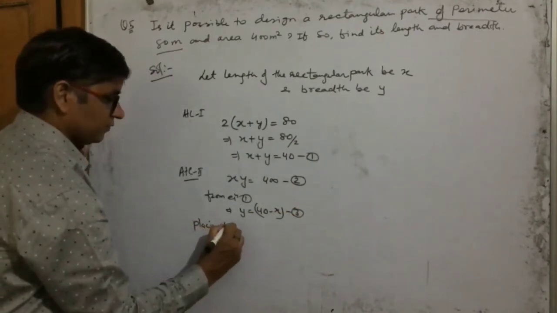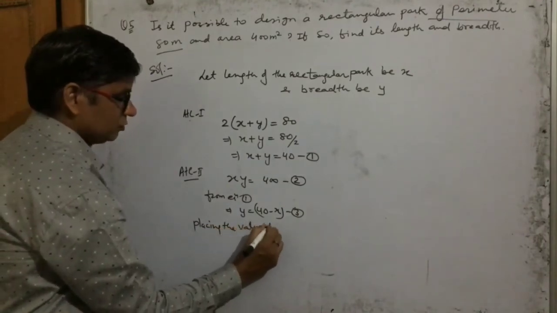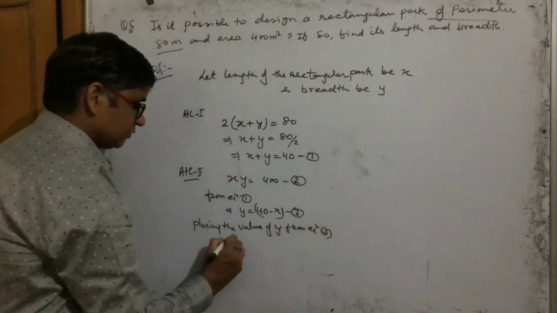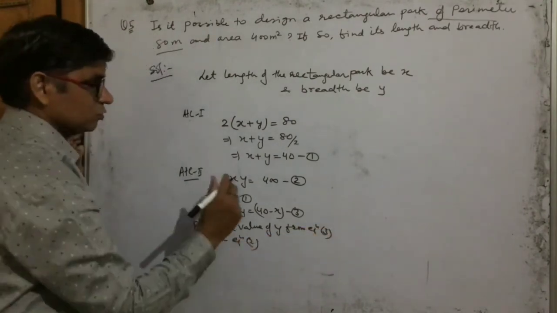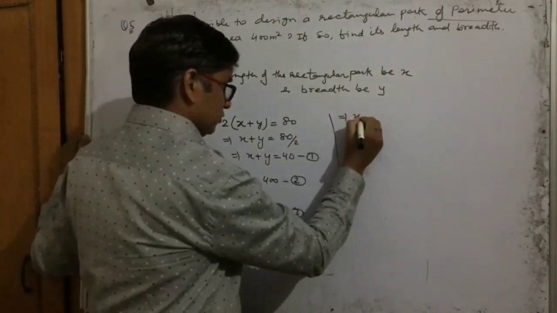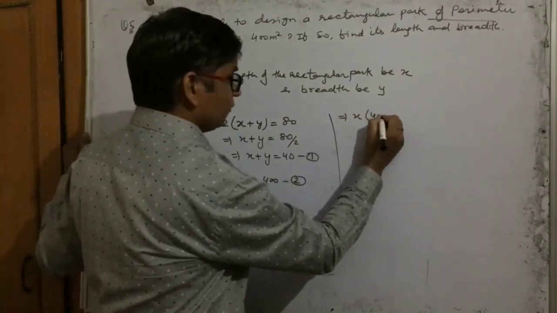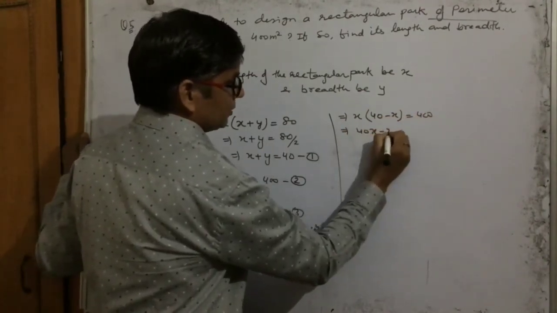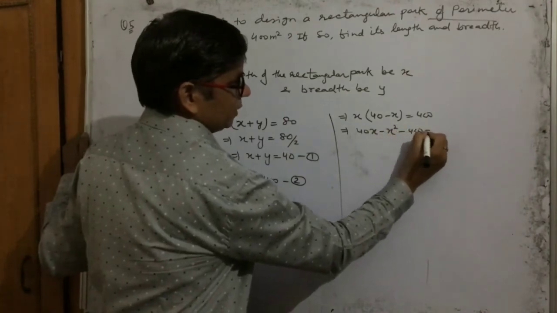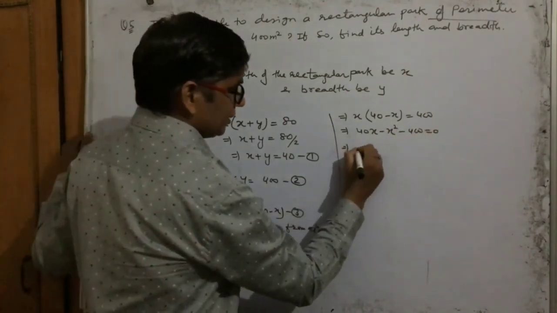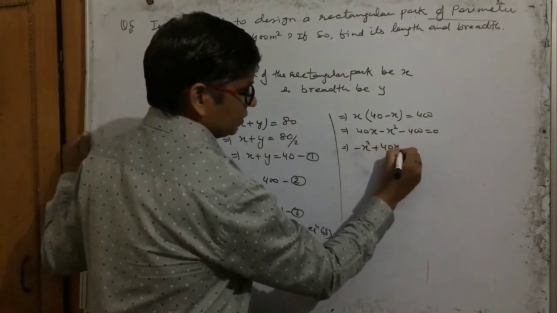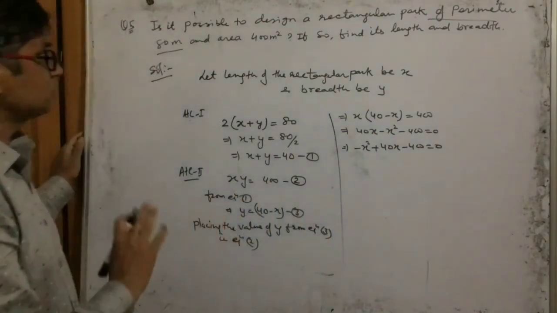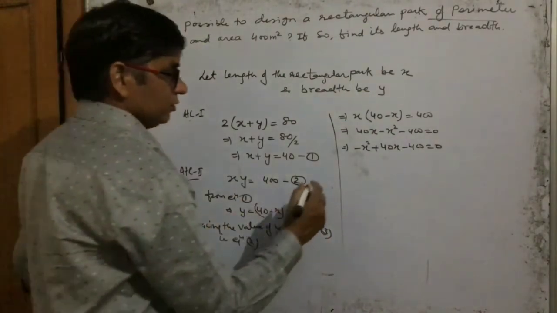Placing the value of y from equation third in equation 2. So x into 40 minus x equals 400. So 40x minus x square minus 400 equals 0. So minus x square plus 40x minus 400 equals 0. Is this situation possible or not? We have to find the discriminant.